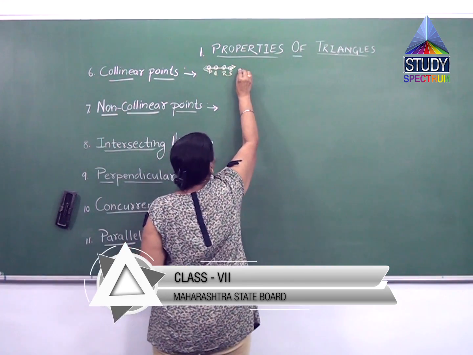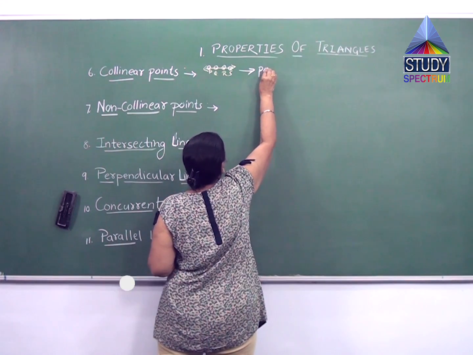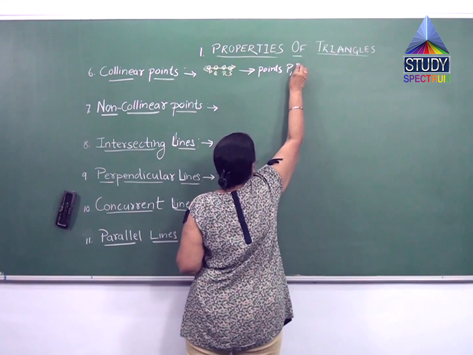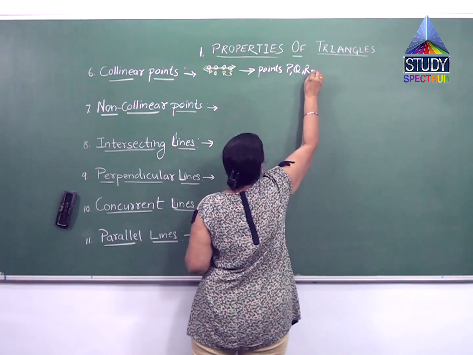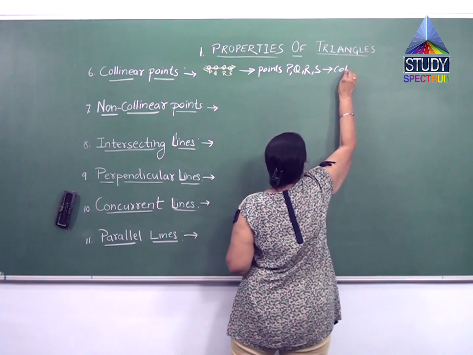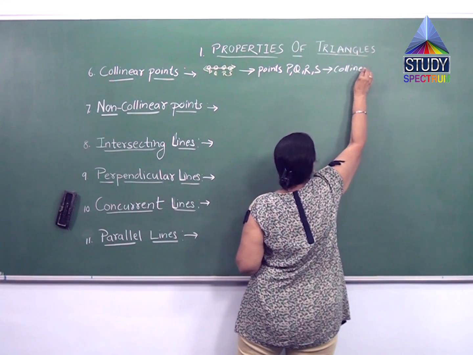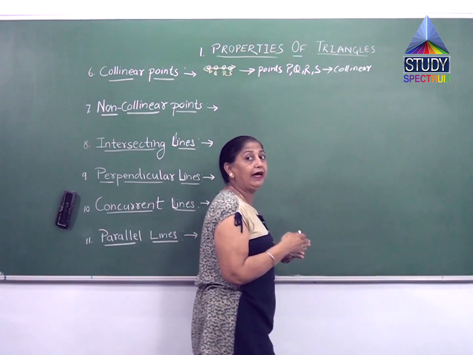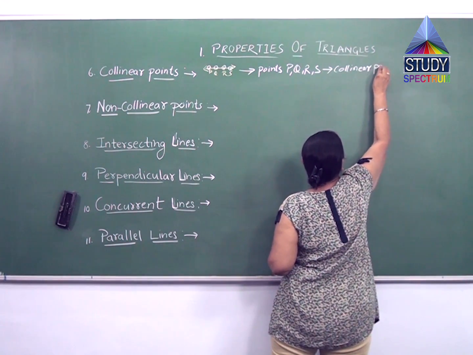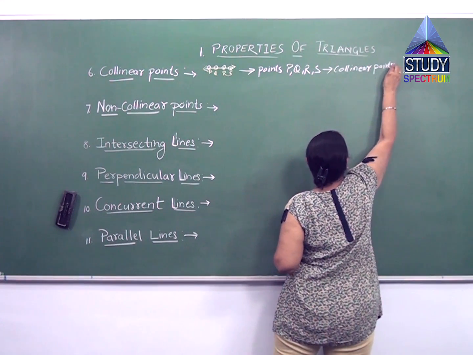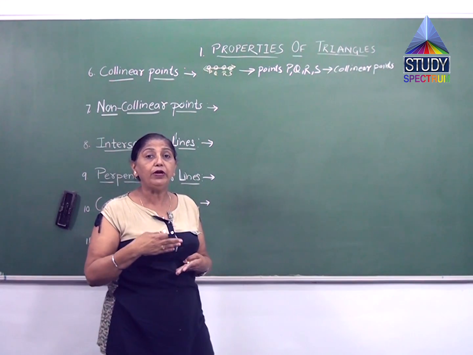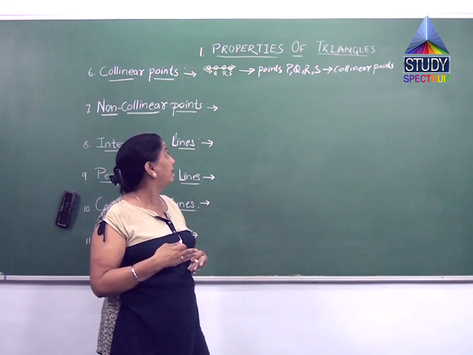So I can say that points P, Q, R and S, what are they? They are collinear points. Why are they collinear points? Because they lie on the same line. So what is the definition of collinear points? All the points which lie on a line are known as collinear points.